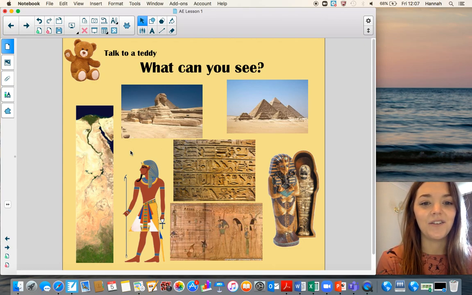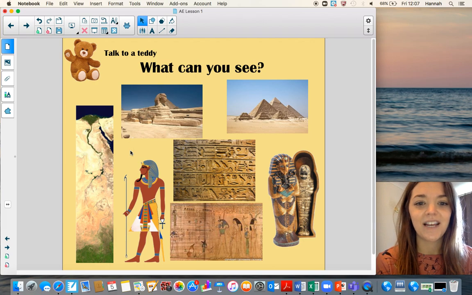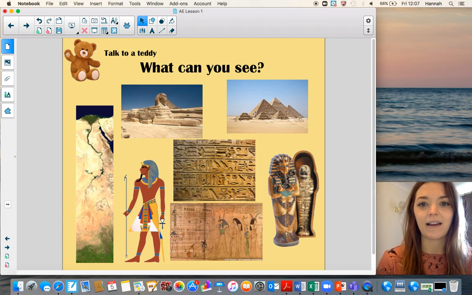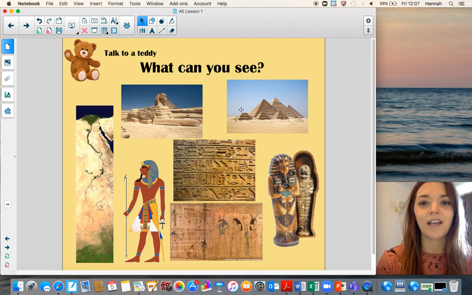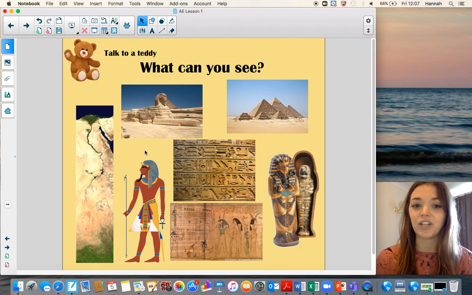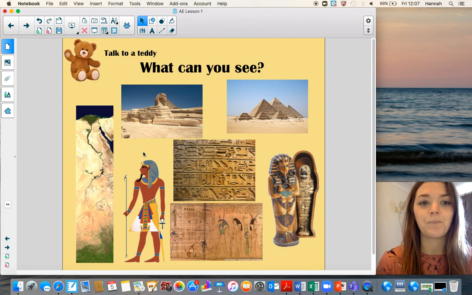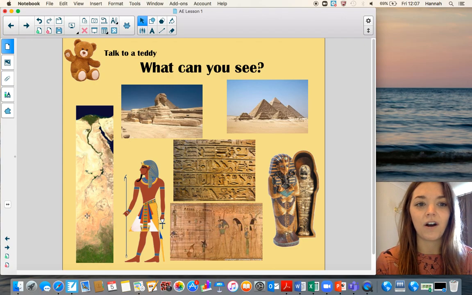So you had a good look at those pictures. Some of them you might think straight away, like our pyramids. They're quite popular, aren't they, for Egypt? And then we've got our Sphinx that some of you may have heard of before, or even if you've been lucky enough to visit Egypt, you may have even seen it. This one over here is our River Nile. So we're going to learn more about the River Nile today.